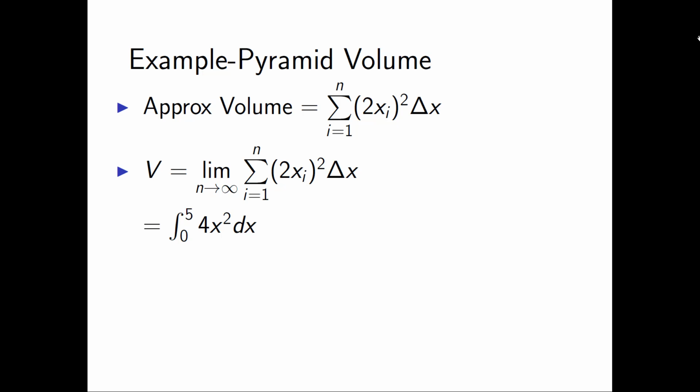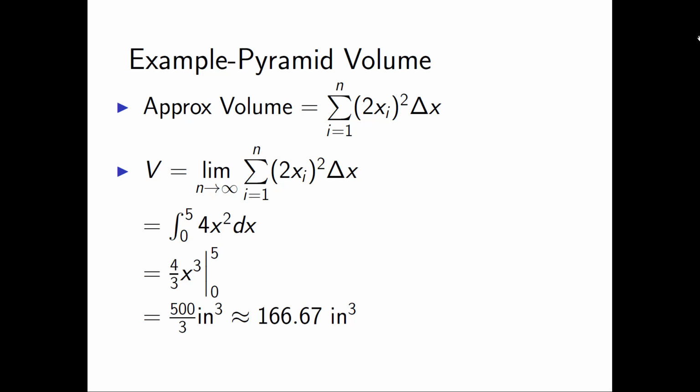Use the power rule, so we add 1 to the power, divide by the new power. So we get 4/3 x cubed between 5 and 0. Plugging in the 5 and the 0, we get about 500 over 3, and that's inches cubed. Those are our units, if you recall. The units were inches, which is 166.67 inches cubed. So that's the volume of that pyramid.